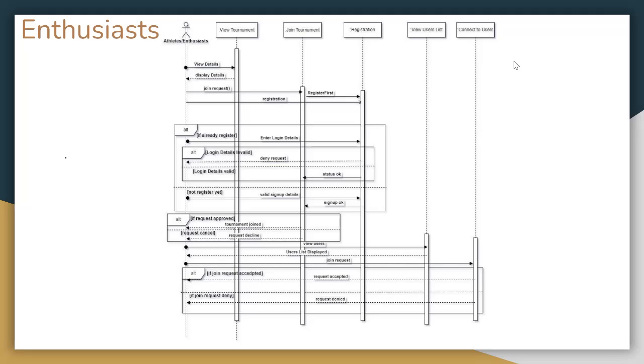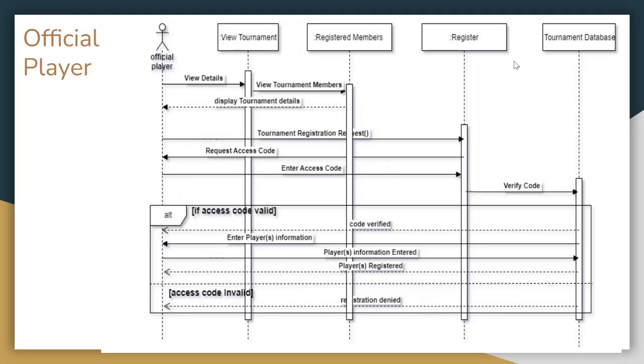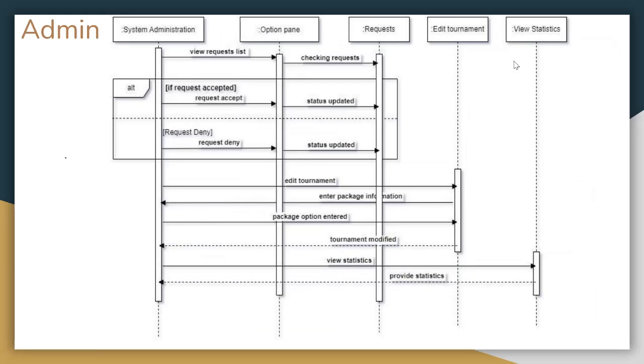And the next one is the official players. They are the people who are approached by the tournament organizers. Therefore, they can see the details of the tournaments, but for registering themselves into the tournaments, they can register by using the access code. Once the access code is verified, they need to enter their personal details and they will be entered into the tournament.